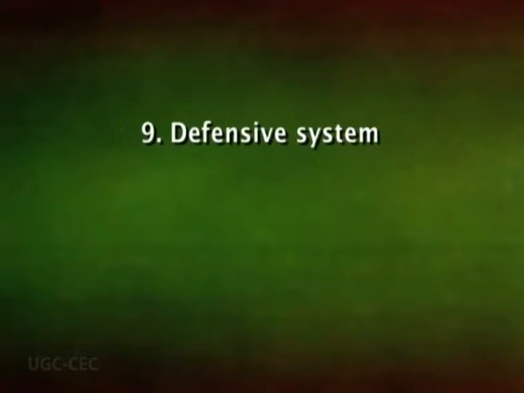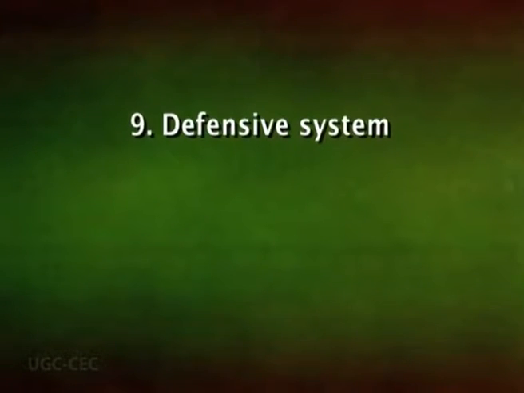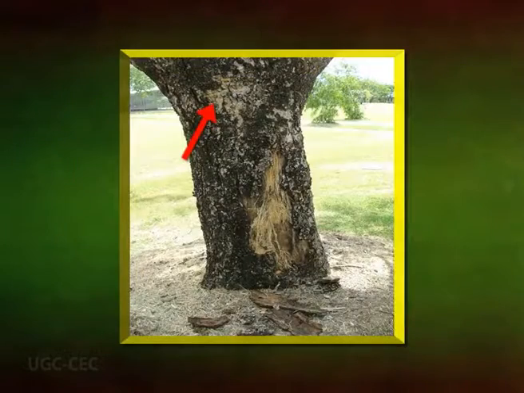The trees show a strong defensive system. The trees are well known for synthesizing defensive chemical compounds aimed at acquiring resistance against insects, fungi and other pests. These defensive compounds defend the structural integrity of trees against the threats posed by insects and fungi.